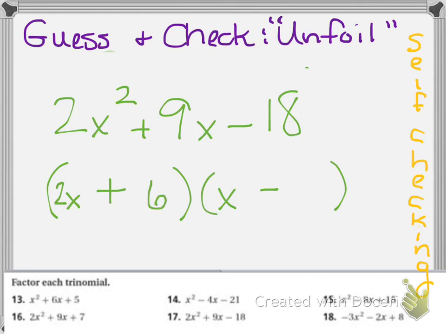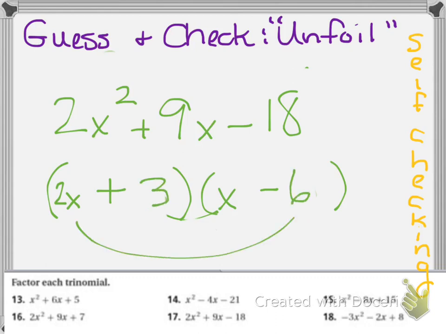Okay, we could try 6, 3. That's going to give me an outside of negative 6x and an inside of positive 6x. Uh-oh, they would cancel. So nope, not 6, 3. What would you like to try next? 3, 6. Okay, let's try 3, 6.